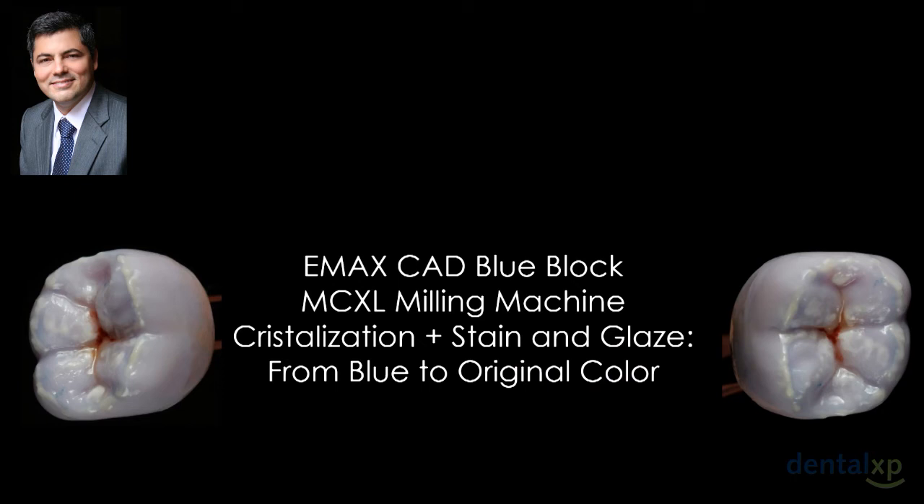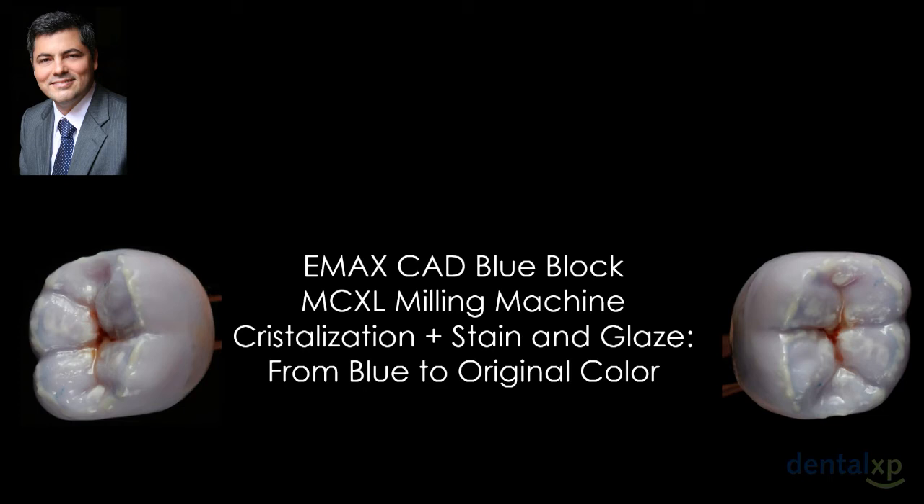The difference here is not the milling machine. The difference here is the fact that we went ahead and we spent some additional time creating a process that is known as crystallization, plus staining, plus glazing. And now, this is not a 10, it's not a 15, it's not a 20-minute crown. Now, this is a crown that took some time to put together to create those effects.